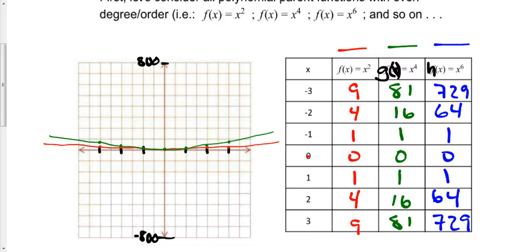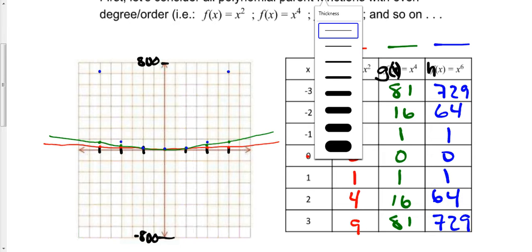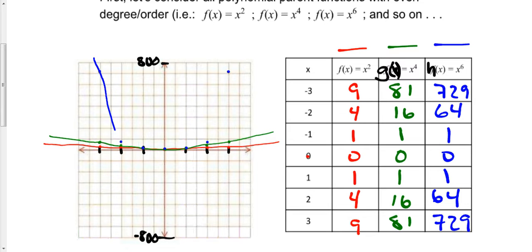Now if I graph x to the 6th, now I get some action, right? 0, 1, 64, so right there, and then 729, which is right there, and right there. So here we actually got something that looks a little bit like a parabola.